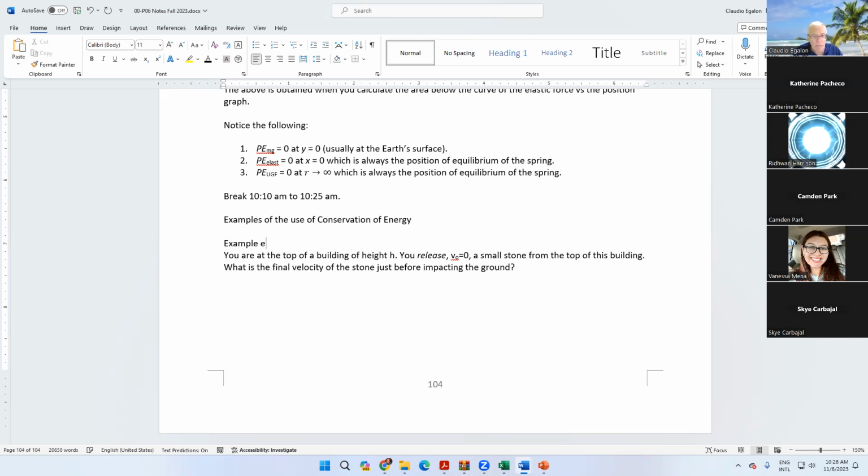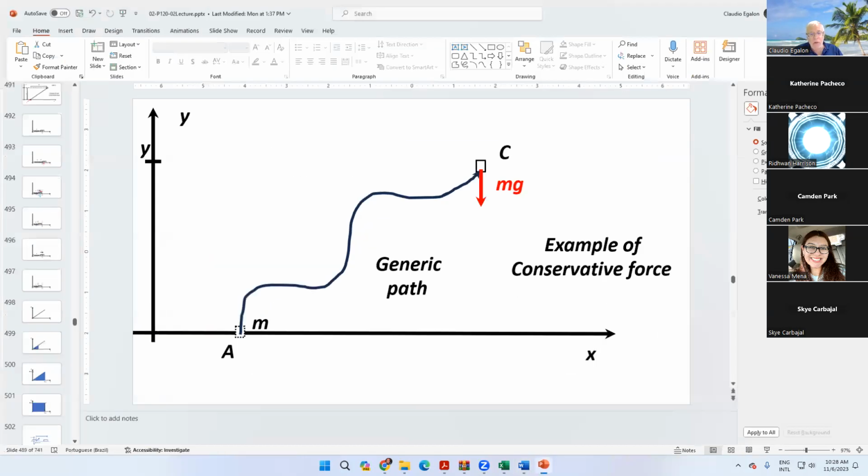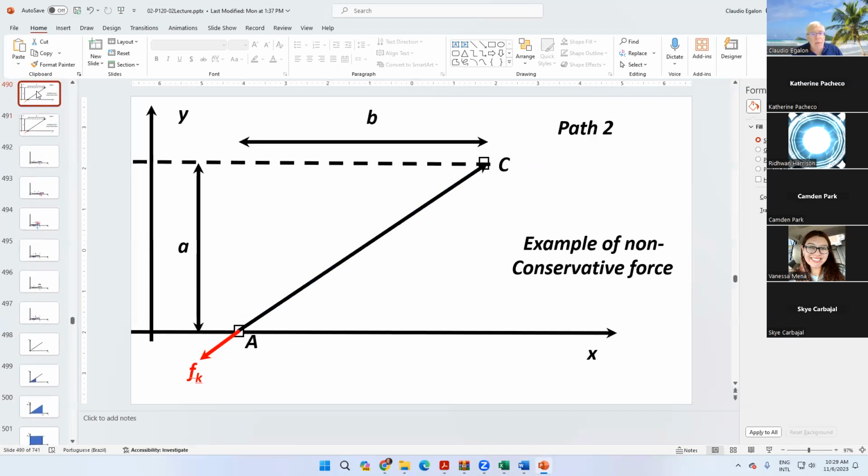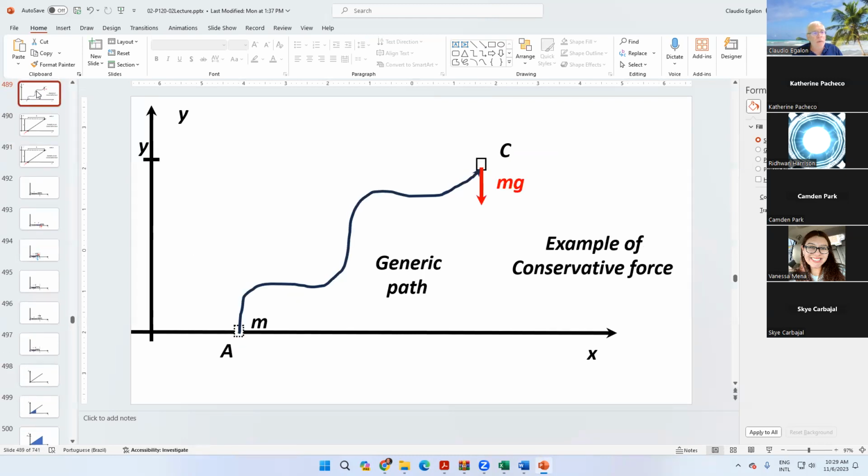Example. Use arguments of conservation of energy. You could do that using kinematics, like we did before, but in this case, I want you to do that using conservation of energy, okay? The solution is going to be like that. But first, before we go to the solution, let's illustrate the situation.